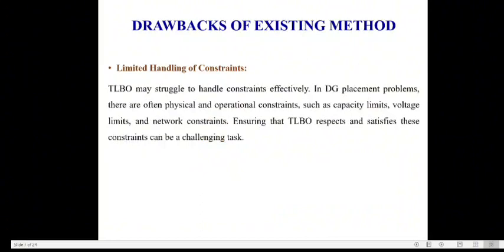TLBO may struggle to handle constraints effectively. In DG placement problems, there are often physical and operational constraints, such as capacity limits, voltage limits, and network constraints. Ensuring that TLBO respects and satisfies these constraints can be a challenging task.